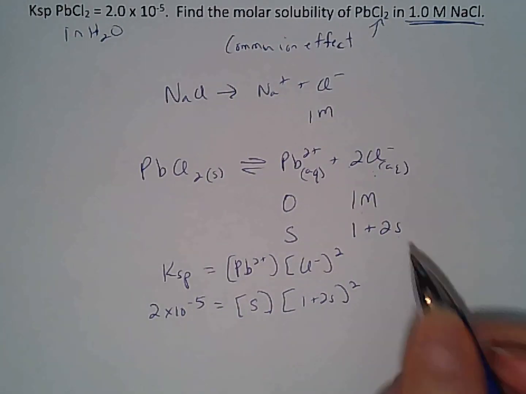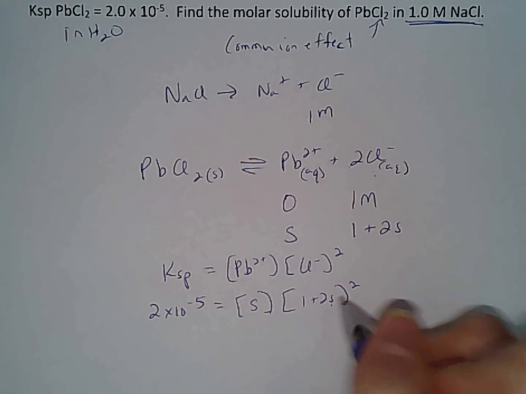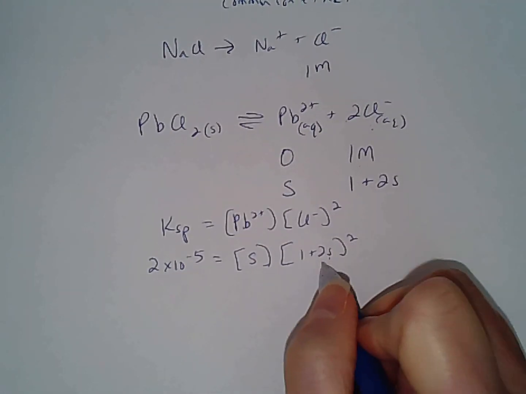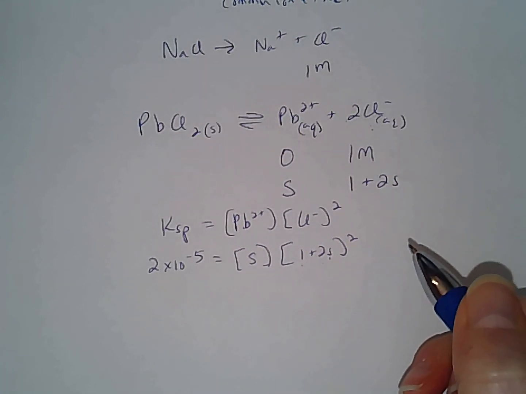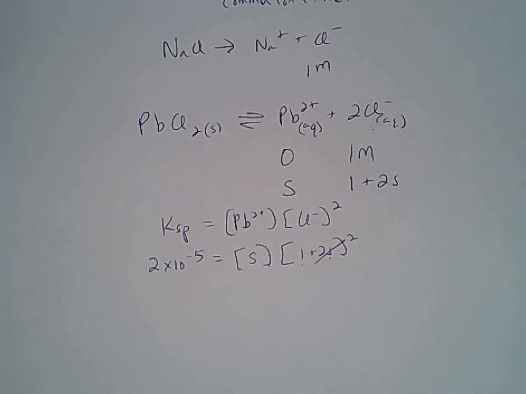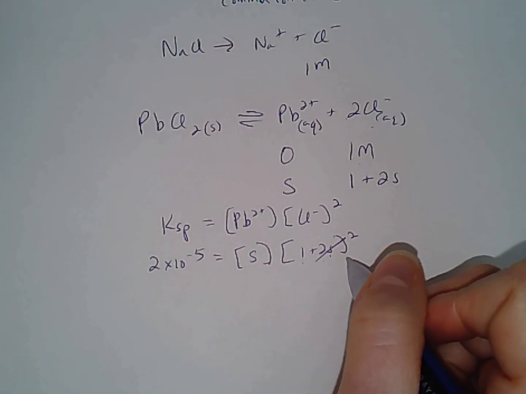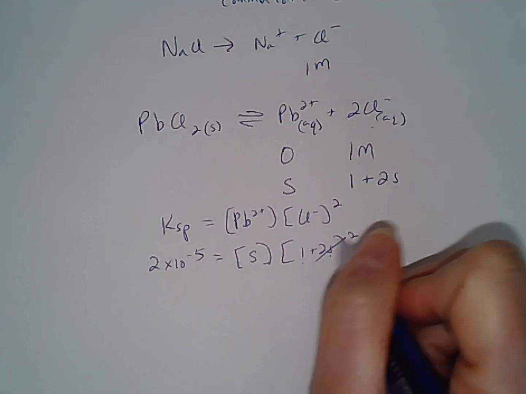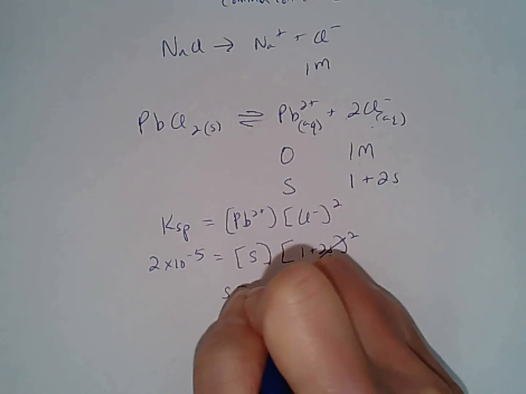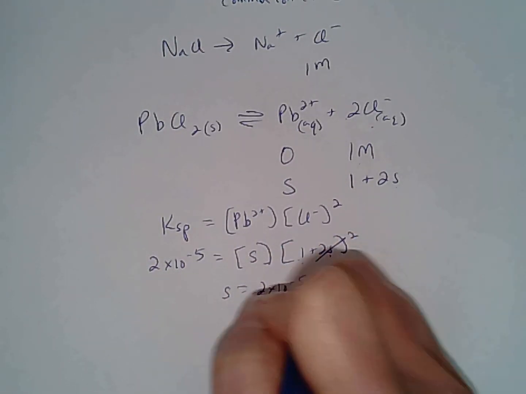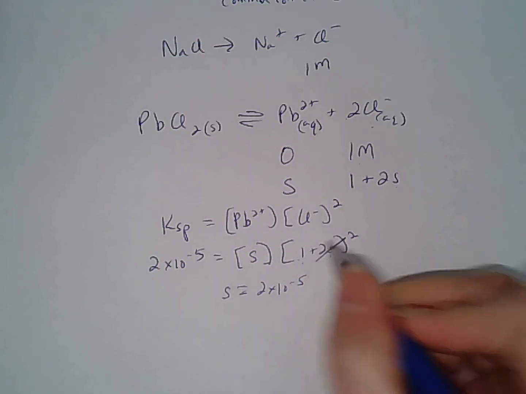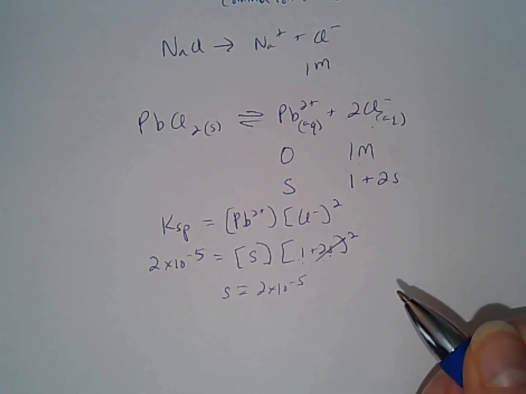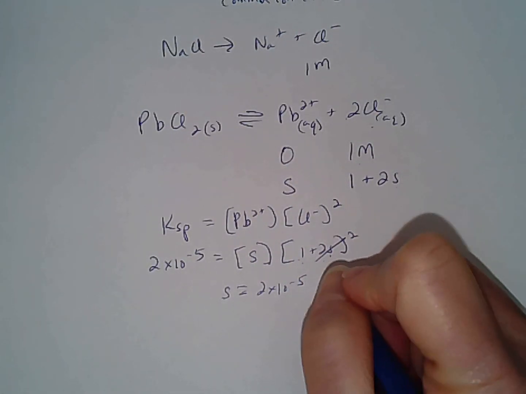So again, this S is going to be relatively small. So if I happen to add it to 1, it's probably going to make absolutely no difference. So I'm going to cross out this S, and I know you hate that when I do that, but it's going to make the math a lot nicer. So this is 1 squared, so S is going to be equal to 2 times 10 to the negative 5th. Again, the S is so small, adding it to 1 is going to make no difference. Okay, so what is that?